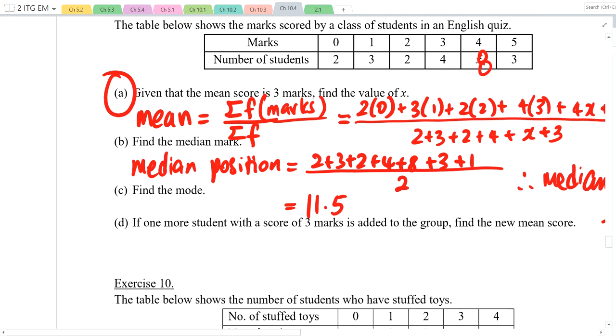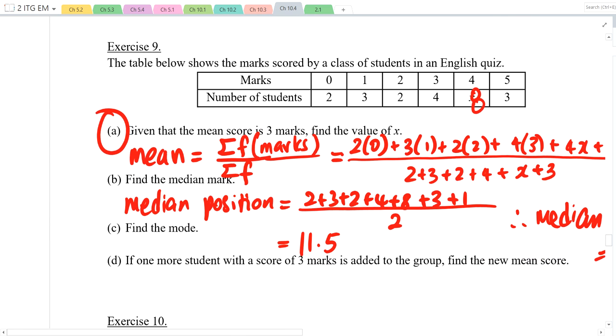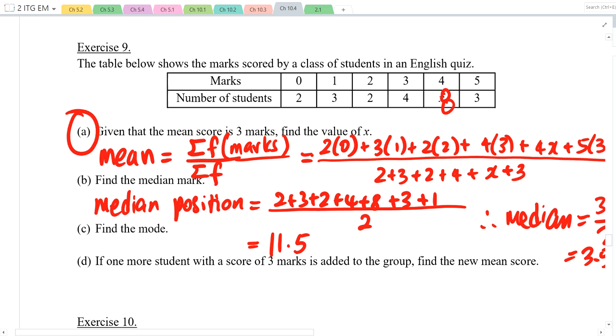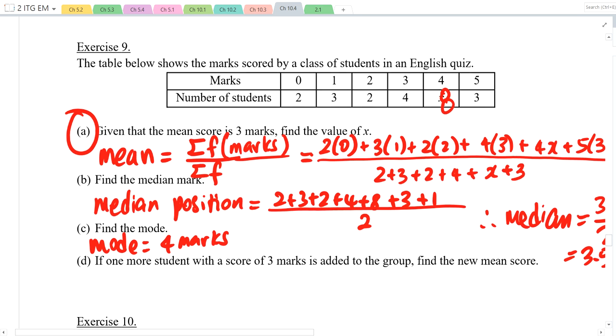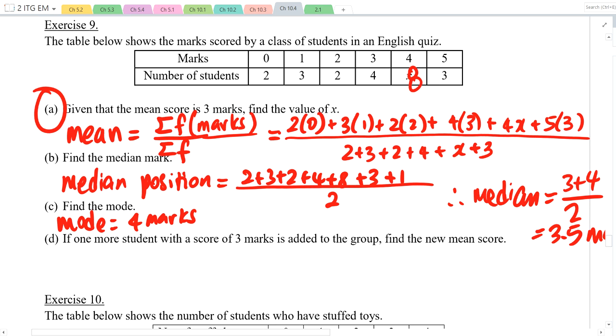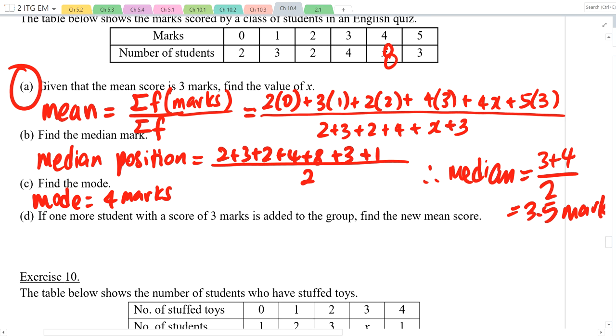So the next question, find the mode. What's the mode? Yeah, mode is 4 marks. Mode equals 4 marks. Now, part D. If one more student with a score of 3 marks is added to the group, find the new mean score. Can you try this yourself? Part D.